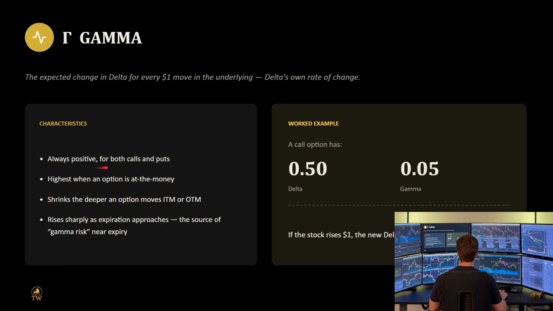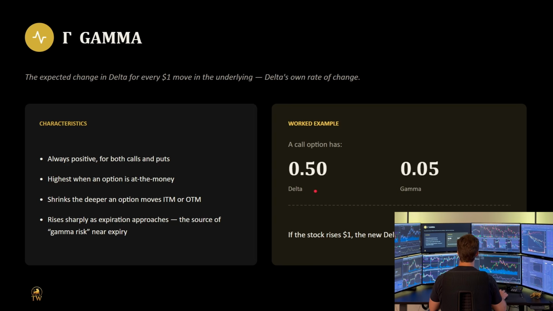Gamma is always going to be positive for calls and puts. It is highest when an option is at the money. That's really important to note, okay? Because let's say you buy something super far out of the money. Again, you're going to have a very small delta and you're going to have a very small gamma. They're just not going to move.